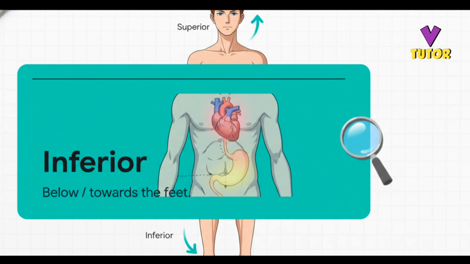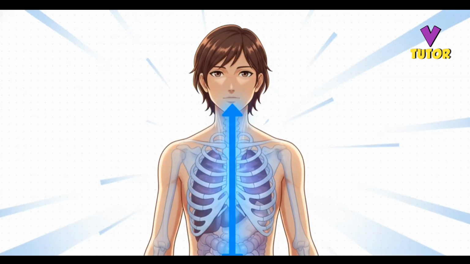So the opposite of superior is inferior. This just means towards the feet or below another part. So following that logic, your stomach is inferior to your heart. And when you put them together, you can really see the body's main vertical axis. Superior is always pointing up toward the head, and inferior is always pointing down toward the feet. It's like the fundamental north-south line on our body's map.